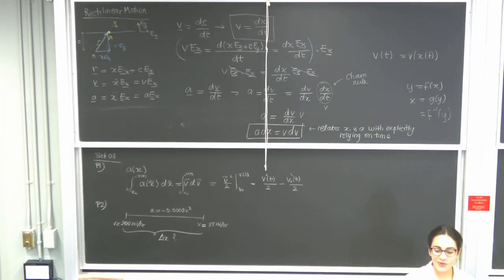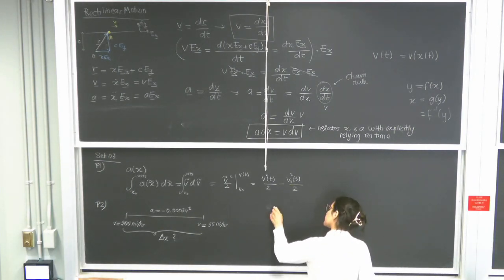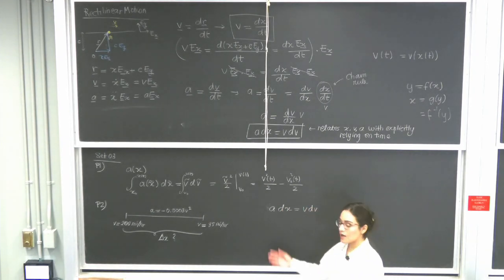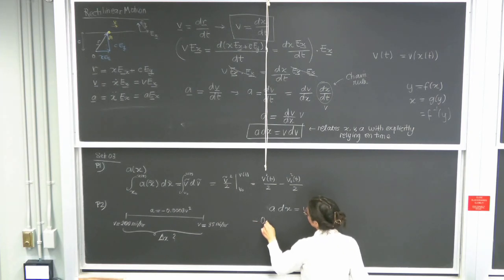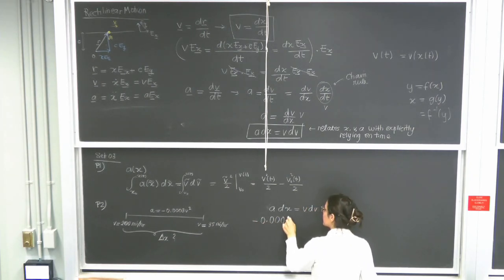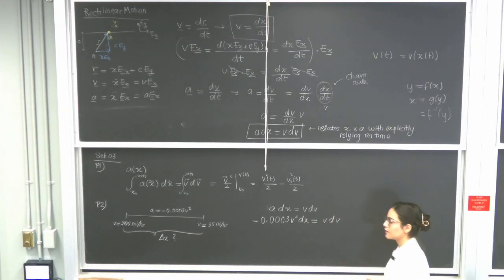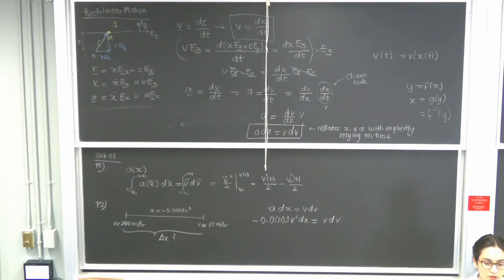Guess which equation we're going to use? Exactly, a dx is equal to v dv. Why exactly here? Because we're given the acceleration as a function of velocity. We want to find the distance traveled. Time is not explicitly asked for. So let's try this. We have a dx, and I'm going to replace a by its value, minus 0.0003 v squared dx is equal to v dv. Okay, cool. That's a differential equation now.